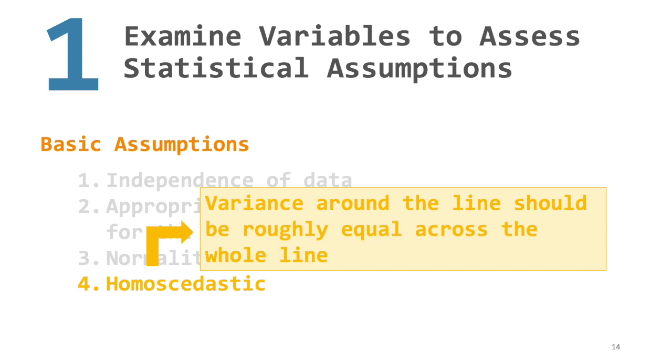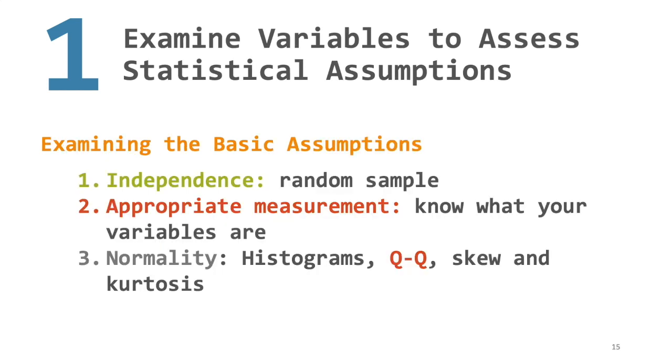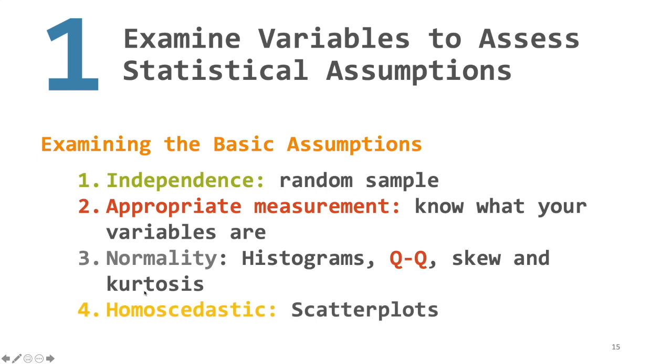Lastly, it's homoscedastic. So its variance around the line should be roughly equal across the whole line. I'll show some examples, but basically it just means that no matter where you're at along any of the variables, the variance is roughly the same. The way we're going to check this, basically everything is the same up to this point. For homoscedasticity, we're going to do scatter plots.